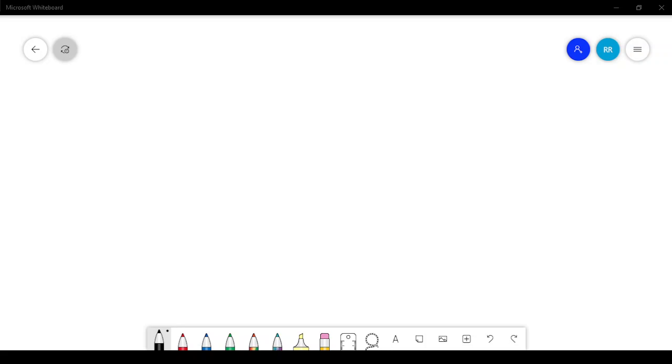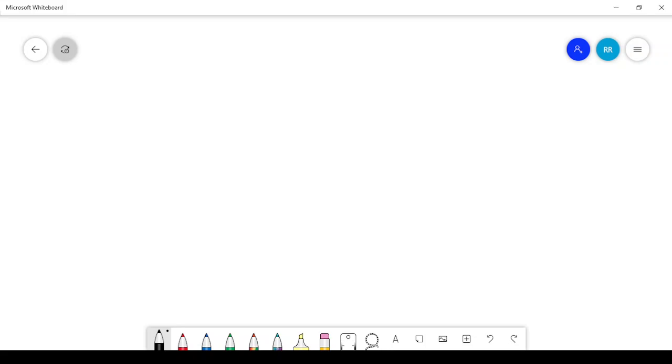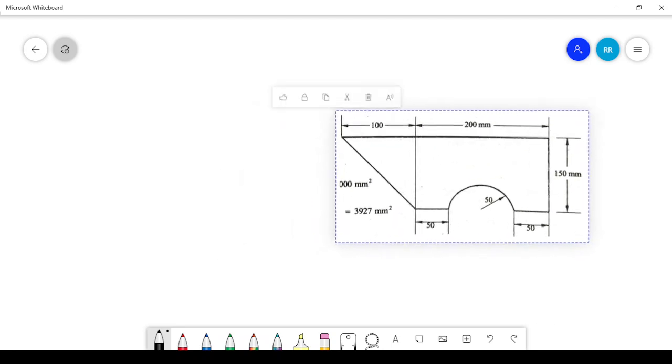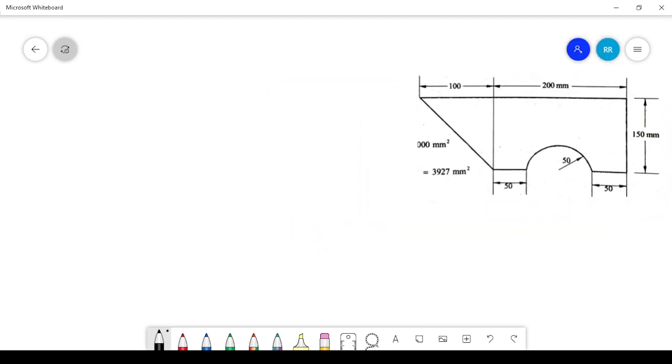In the last few classes, we have discussed how to find the centroid of a given area. So let's look at some more problems. This is the given area to find the position of the centroid. Centroid means I need to find the x bar and y bar distance. X bar is the distance of the centroid from the y-axis and y bar is the distance of the centroid from the x-axis. That means first, we need a reference axis to measure the centroid.